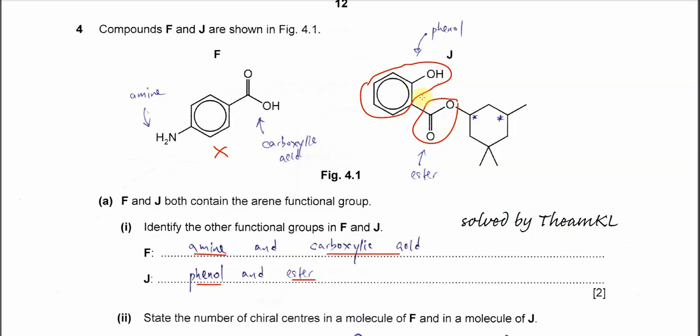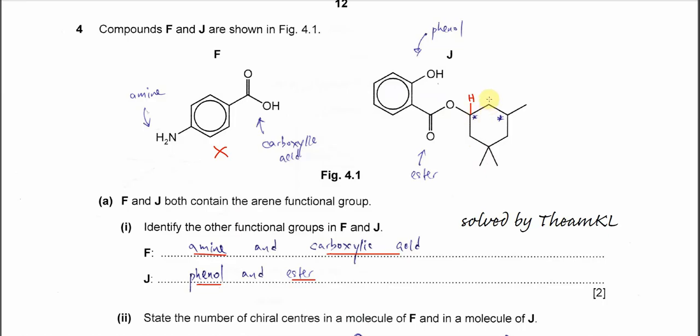And for compound J, we try to look at the sp3 carbons. All these carbons here are sp2, and this one is sp2, so they cannot form a chiral center. The chiral center is here, this one. This carbon is bonded to one hydrogen and three other groups, 1, 2, 3 groups, so a total of 4 different groups. So this will be a chiral carbon.